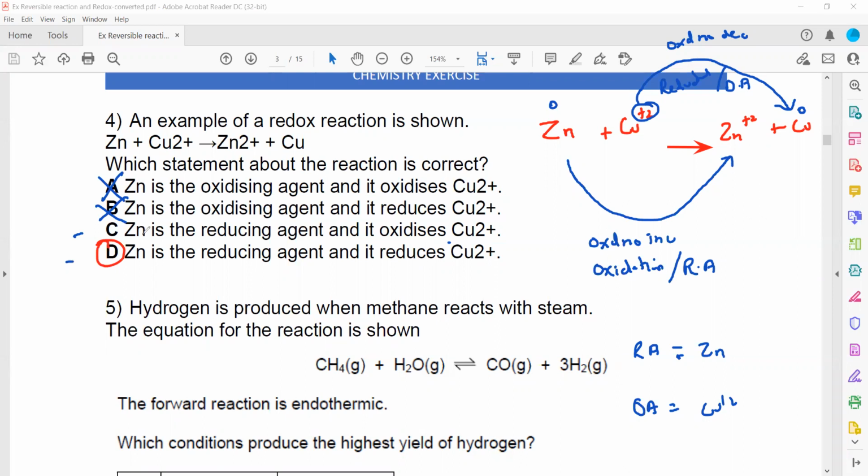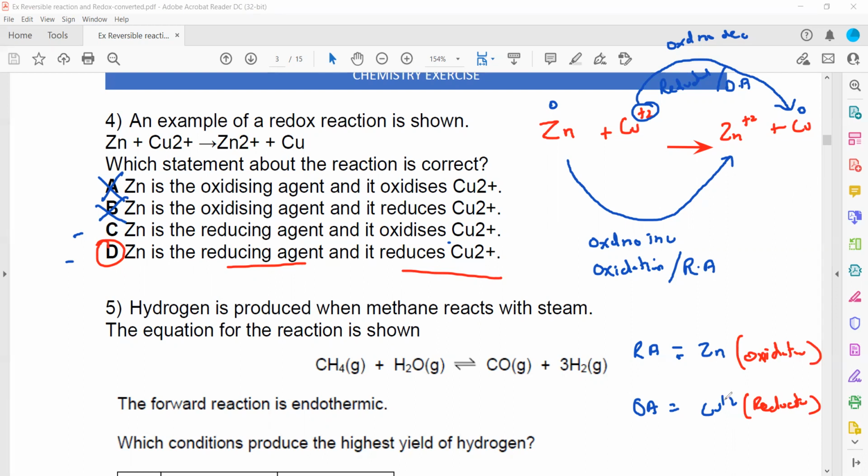If you read the statement, it is written zinc is a reducing agent and it reduces copper 2 ion. Copper 2 ion is reduced because first it was +2, then it becomes 0. So the substance which is a reducing agent, oxidation happened for that. And the substance which is an oxidizing agent, reduction happened for that. So zinc is a reducing agent, oxidation happened for zinc. And copper 2 ion is the oxidizing agent and reduction happened for it.